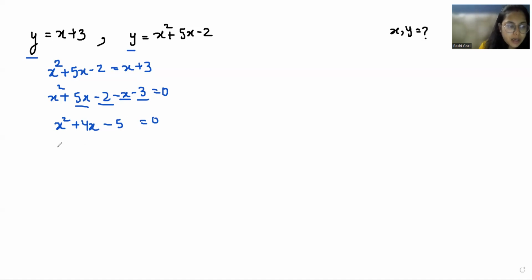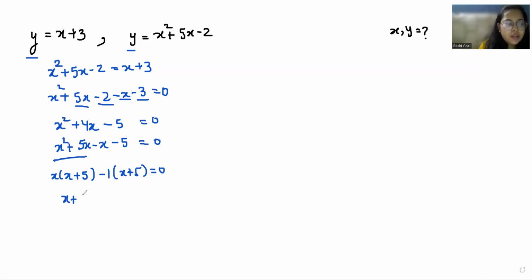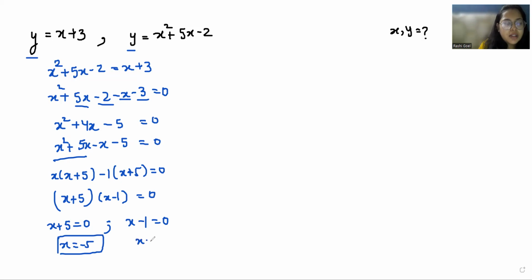So we are going to do a middle term split. So 4x we can write as 5x − x, and −5 = 0. So I can take x as common: x(x + 5). And if I take negative 1 as common, −1(x + 5). Now x + 5 is common, so (x + 5)(x − 1). So either x + 5 = 0 or x − 1 = 0. From this, the value of x is −5 and from this, the value of x is +1.